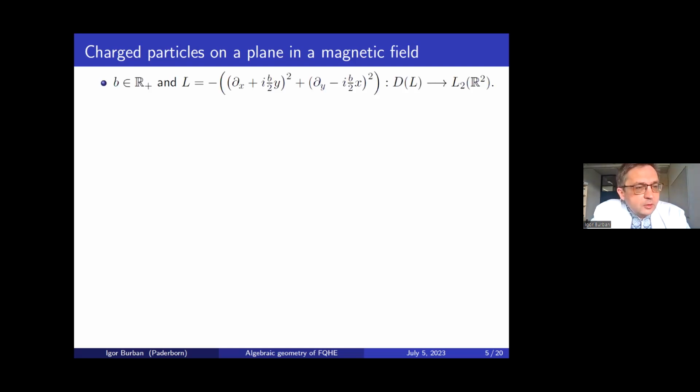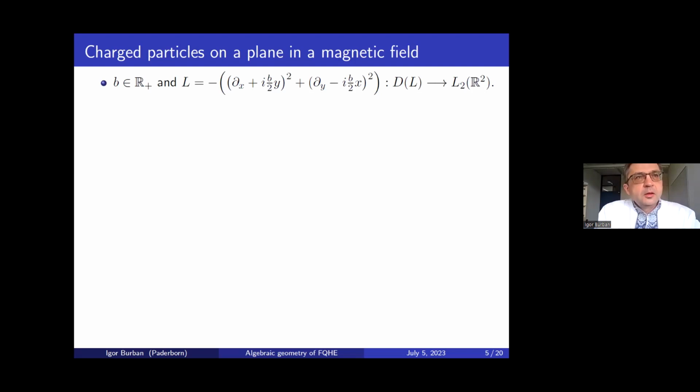And basic quantum mechanics tells us that the motion is described by some self-adjoint operator. So I want to consider a motion in 2 dimensions. And we have an operator L, a magnetic Schrödinger operator, which has some domain of definition.